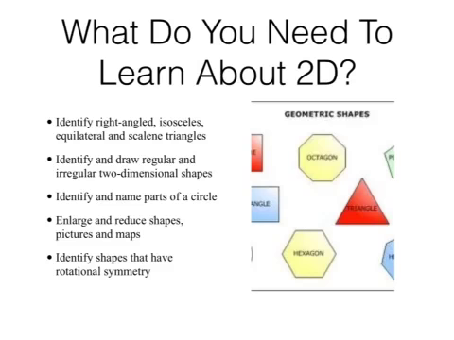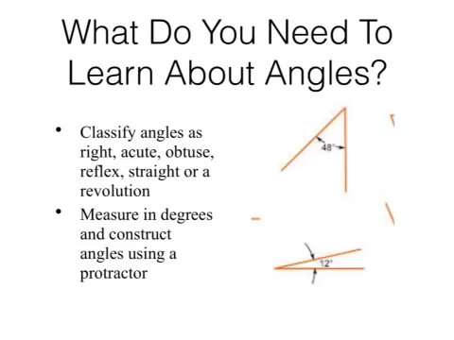Boys and girls, on this page you'll find a list of what you need to learn about 2D objects in our investigation. You'll be identifying right-angled, isosceles, equilateral and scalene triangles. You'll be identifying and drawing regular and irregular 2D shapes. You'll be identifying and naming parts of a circle, enlarging and reducing shapes, pictures and maps, and identifying shapes that have rotational symmetry. Our investigation will also include some learning about angles.